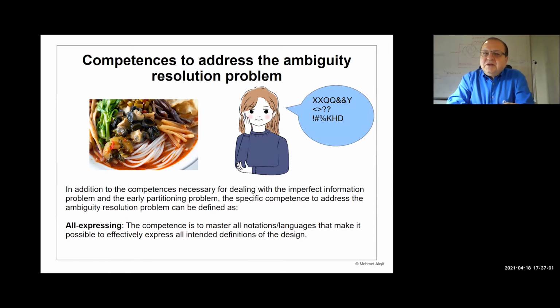Now I will define the all-expressing competence, which is defined as follows. The competence is to master all notations and languages that make it possible to effectively express all intended definitions of the design. If you have this competence, you will never have the problem of lack of expression.